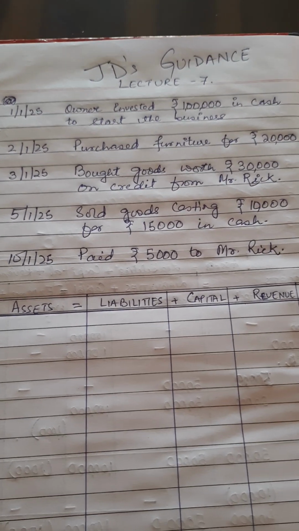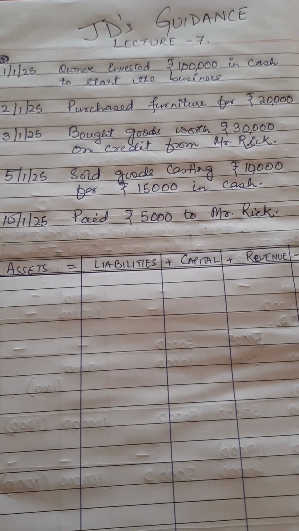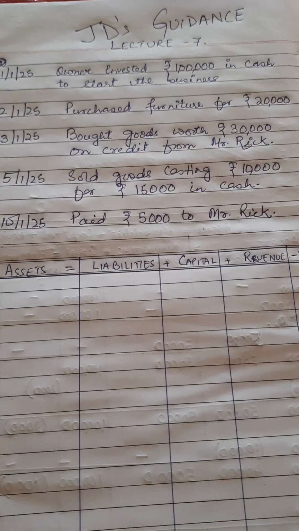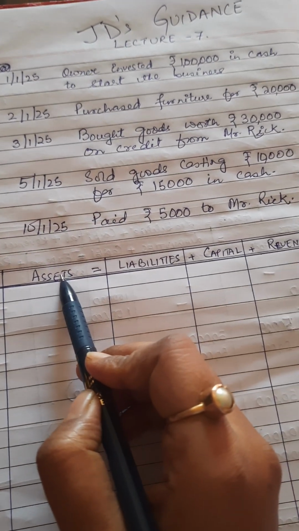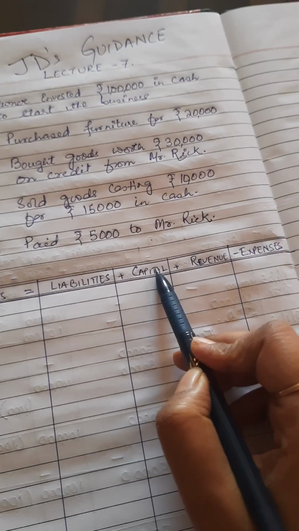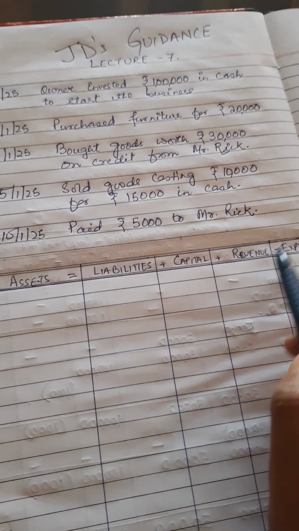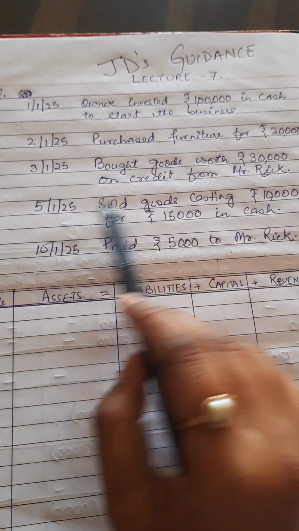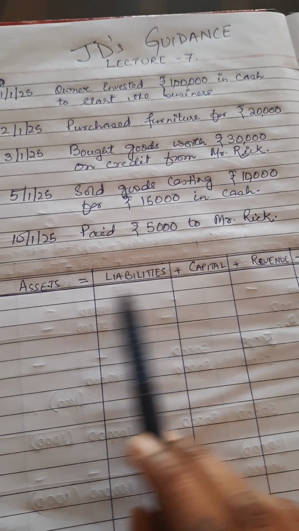Friends, we are going to continue the discussion on accounting equation. In the last class, we have seen that accounting equation is expressed in the form of assets is equal to liabilities plus capital plus revenue minus expenses. Why is it like this? Because any transaction, as you can see above, any transactions will have effect in two places.